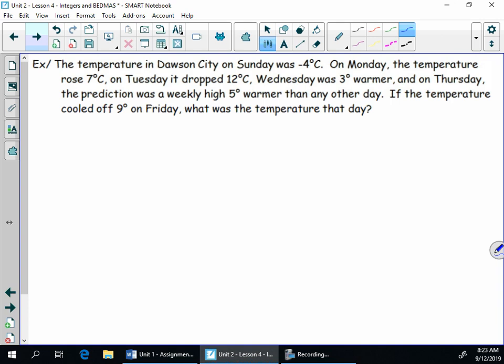Oh, there's a lot going on in this question. I think to help me, I'm going to write down some words. Here, Sunday, what do we know? I know it's -4. On Monday, what do I know? It rose 7. Well, that's a way of saying an operation. If something rises, it goes up. That means we've got to add 7. -4 plus 7 makes 3.